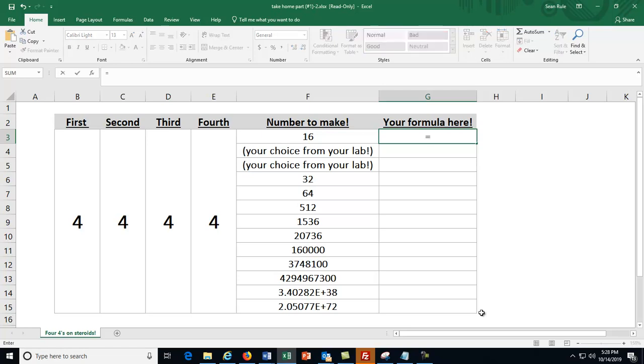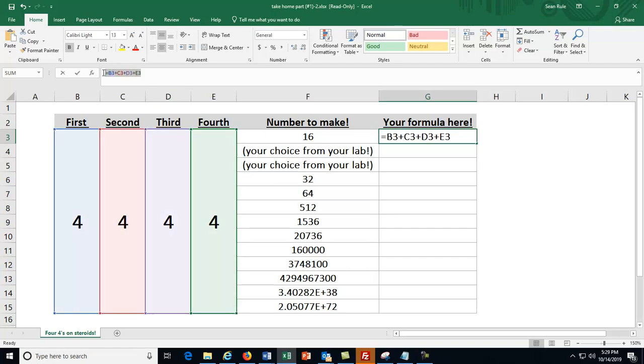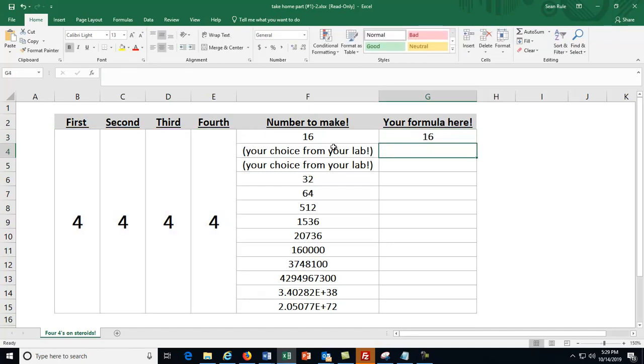I'm going to hit an equal sign, which is how you always start formulas, and then I'm going to click on the first 4, and then hit a plus sign, and then click on the next 4. Then another plus sign, and the next 4, and then a plus sign, and the next 4, and then I'm going to press enter. So you see what I just did? I got 16 via the same thing that you did in the lab, 4 plus 4 plus 4 plus 4. But if you look up here, I did it by using Excel formulas, by using these 4-4s. Hopefully that makes sense.